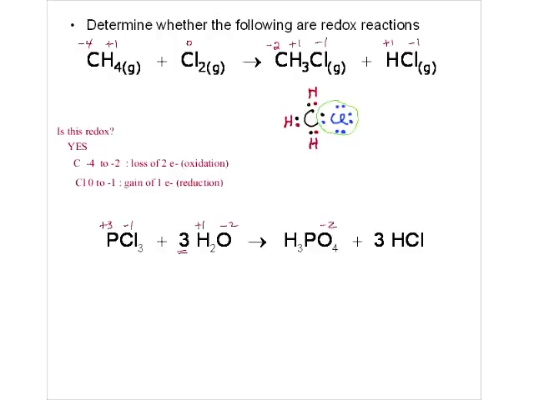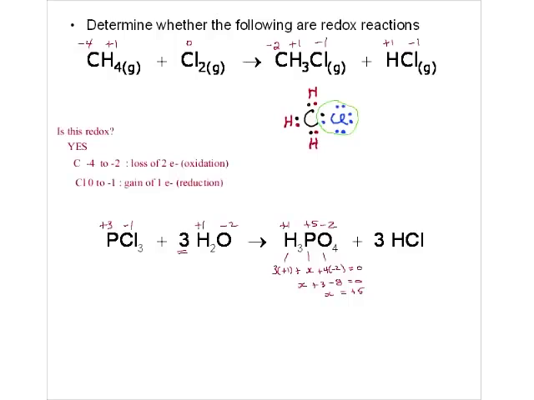H3PO4, well, the oxygen is -2. The hydrogen is +1. I think I got to do some math on this one. Okay, let's do some math on this one. And we're looking at this guy, and I'm going to call this 3 times +1 plus x. And that's going to be 4 times -2. So that's going to be equal to 0. So we've got x plus 3 minus 8 equals 0. So x is going to be +5. Phosphorus went from +3 to +5.